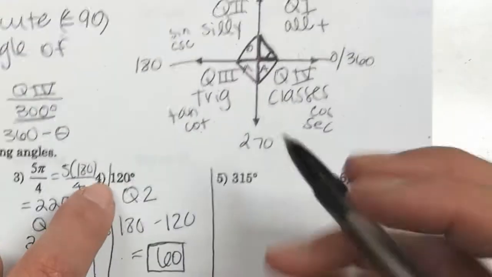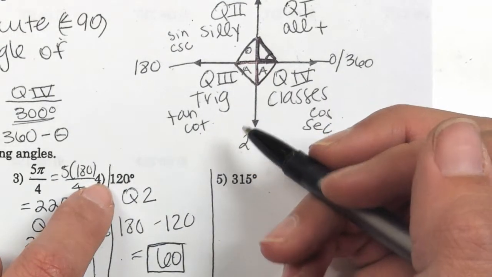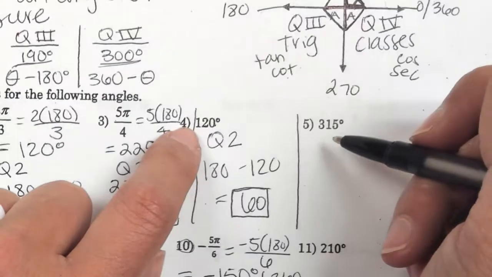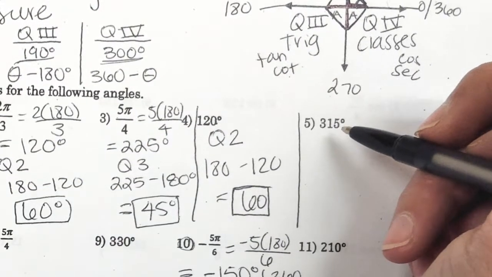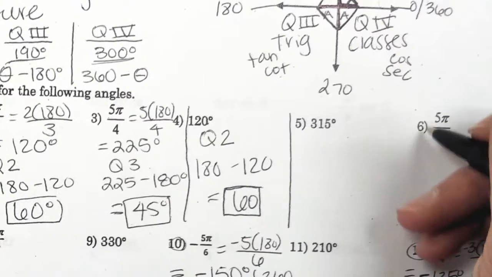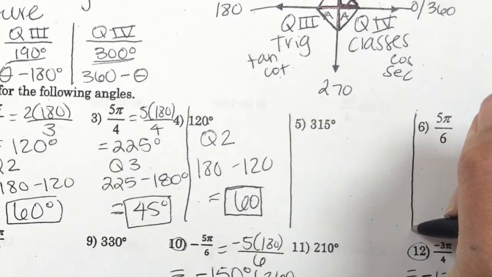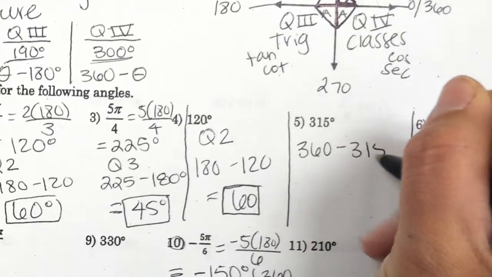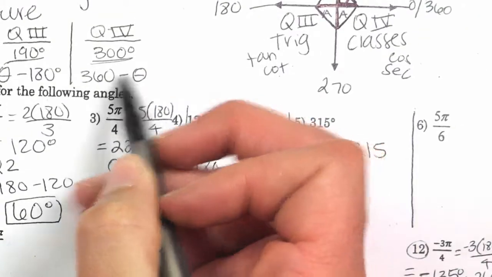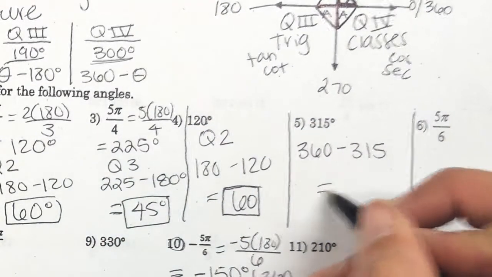I did it differently, but I ended up getting the same. Okay. So what'd you do for this one? Wait, you're talking about number 4? No, number 5. And why'd you pick 360 minus 315? Because it's in quadrant what? Good. So we would use this formula. What'd y'all get? Very good.